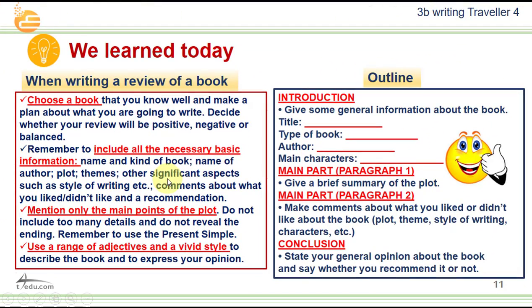This is the summary of today's lesson. Today, we studied what to do when writing a review of a book. We said, choose a book that you know well, and remember to include all the necessary basic information. Also, you should mention only the main points of the plot, and use a range of adjectives and a vivid style. In outline, you have introduction and two paragraphs and conclusion.